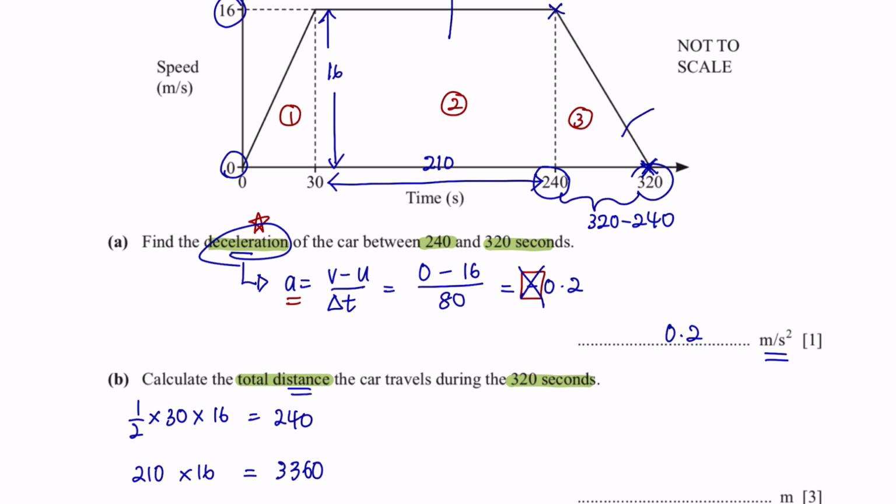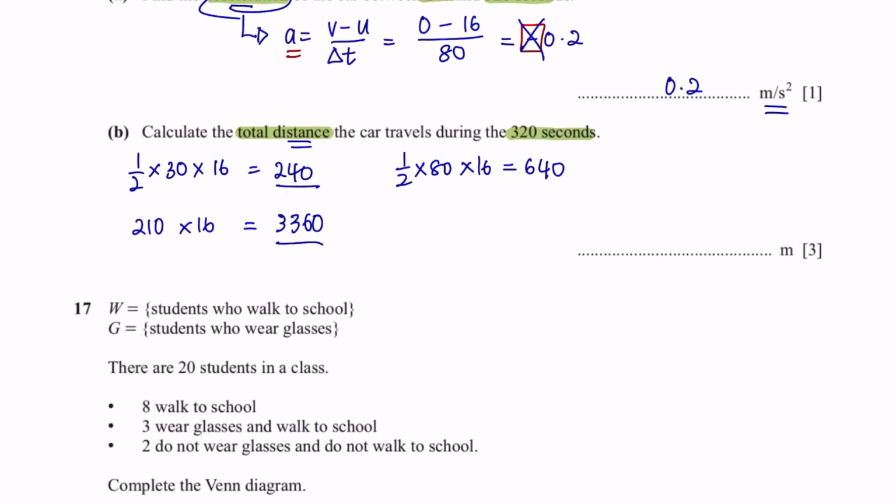And finally, the area of the triangle, which is half, multiply by the length here, which is 80, and multiply the height, which is 16. And that would be 640. Now we can just add up all the areas, and that would give us 4,240 meters.